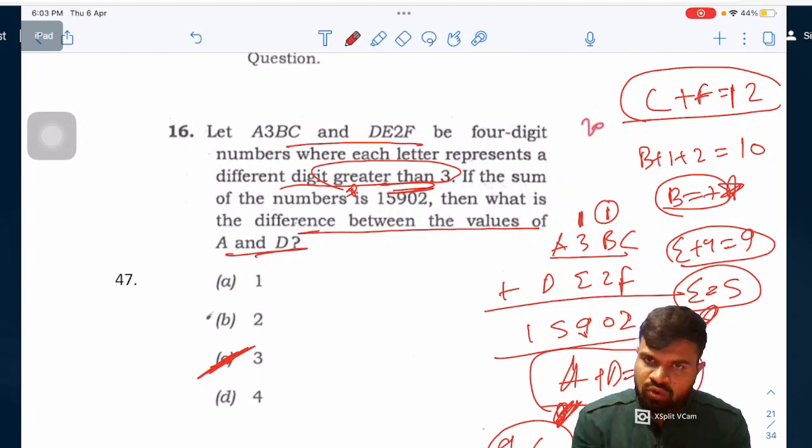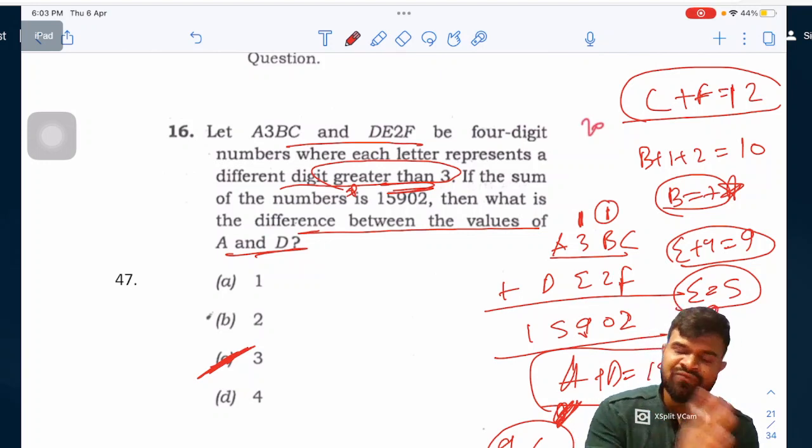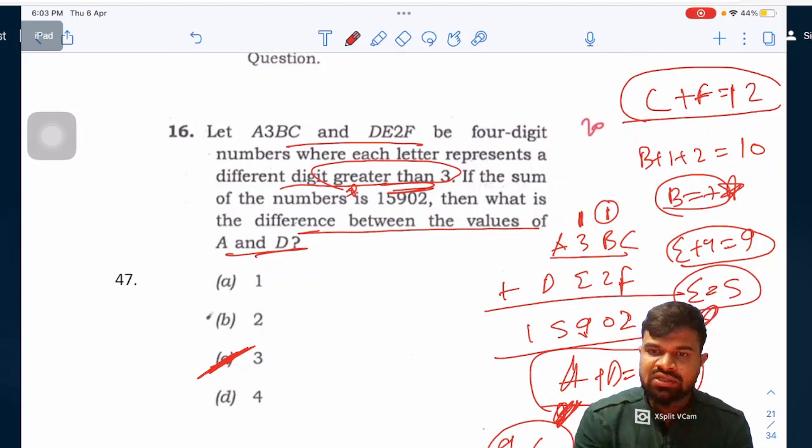So if 2 is given as the last digit, then it will be 12 and 1 will be carried. This is the usual way we do the summation. Again, the same case, the sum cannot be 0. It will be 10 and 1 will be carried. So this is how you will find the value of E.